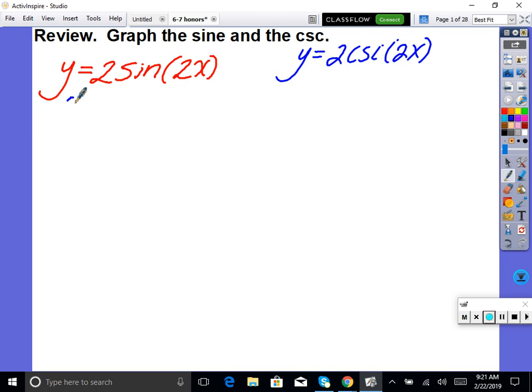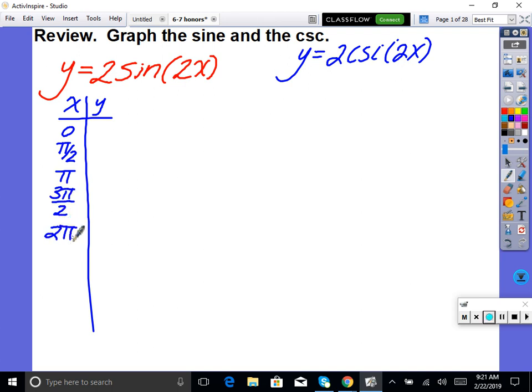So how you would start on the test is you would say, okay, I'm going to make an xy chart here, and I'm going to go ahead and do the parent function for sine of x. So we would go around the unit circle, 0, pi halves, pi, 3 pi halves, 2 pi. For my parent function, I'm always usually only going to do the one cycle, but when graphing it on the test, I'll do 2 cycles. So then right here, if we remember the cycles, the pattern for sine, it's 0, max, 0, min, 0.